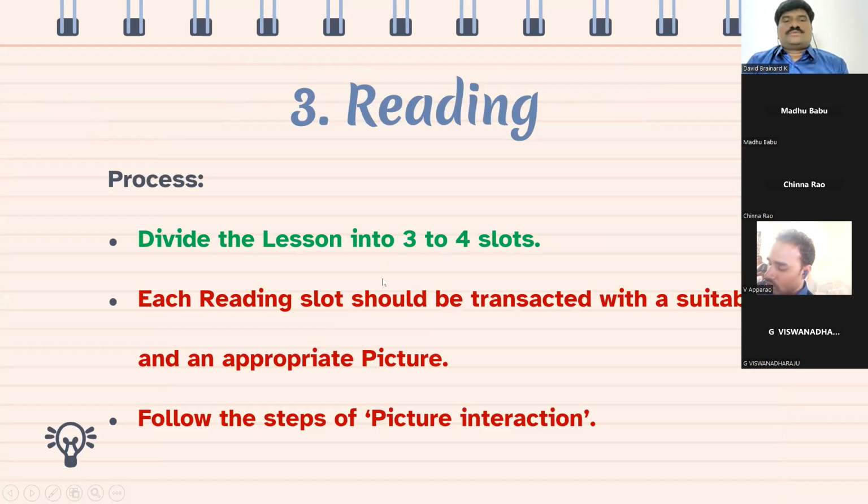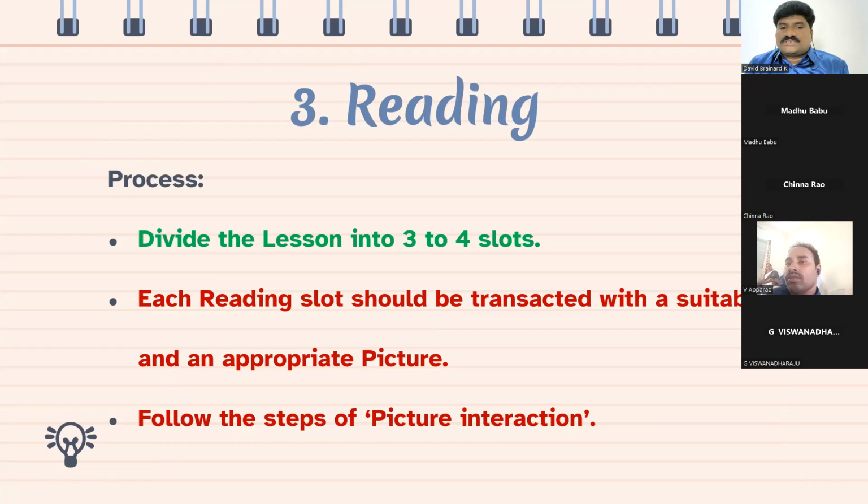So when it comes to reading, we all know that we have already been used to this one. The process is very simple. We divide the lesson into 3 to 4 slots. 3 to 4 slots, it depends on the size of the lesson and the complexity of the lesson. The second important thing is each reading slot should be transacted with a suitable and appropriate picture. I have put these two points in red color. There is a reason for this.